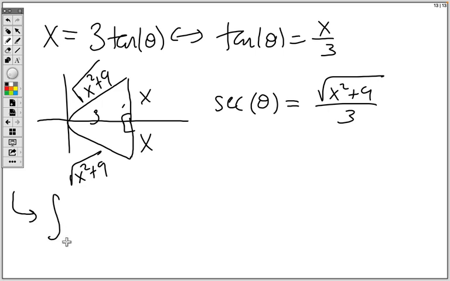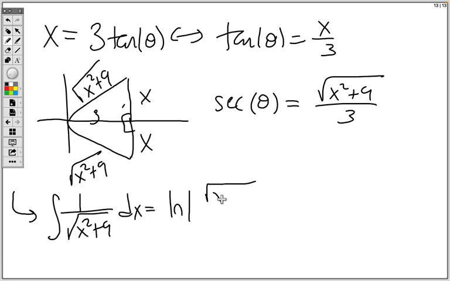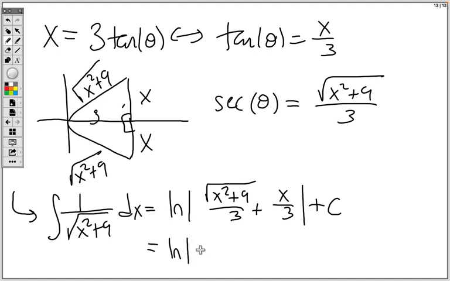So that means that when I go back to substitute to get my answer in terms of x's, I get the natural log of the absolute value of secant plus tangent, and I can do a little bit of algebra here. That's the natural log of the absolute value of x plus the square root of x squared plus 9, all over 3, plus c. And if I wanted to do a little more algebra, I can use some properties of absolute values and logs.